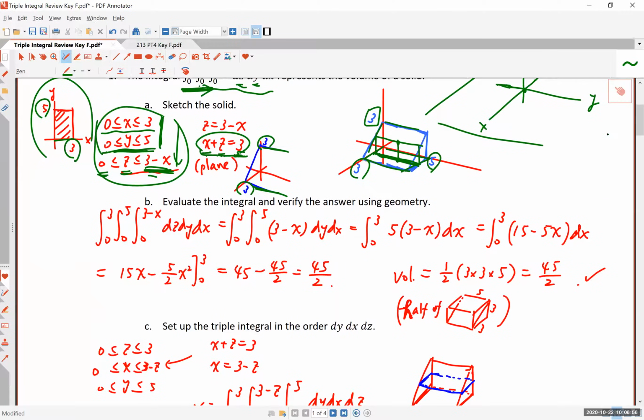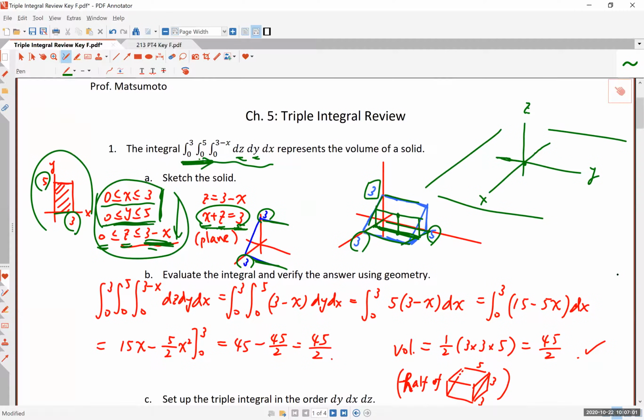Okay, part B, evaluate the integral and verify the answer using geometry. So this should be an easy part. And my experience tells me that students are much better at evaluating integrals than actually drawing and sketching things. Okay, so again, there is no integrand, and so this must be the volume of this triangular cylinder, otherwise known as a prism. And so first you bring 3 minus x down here, 0, of course, does not appear. And then you just integrate this with respect to y, which just means you multiply by 5.